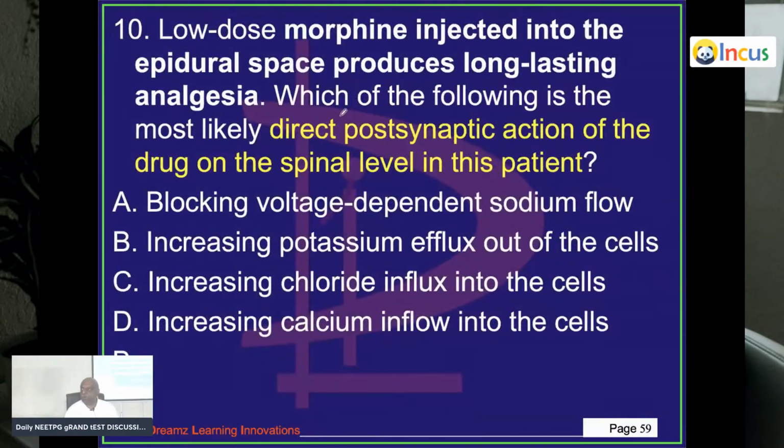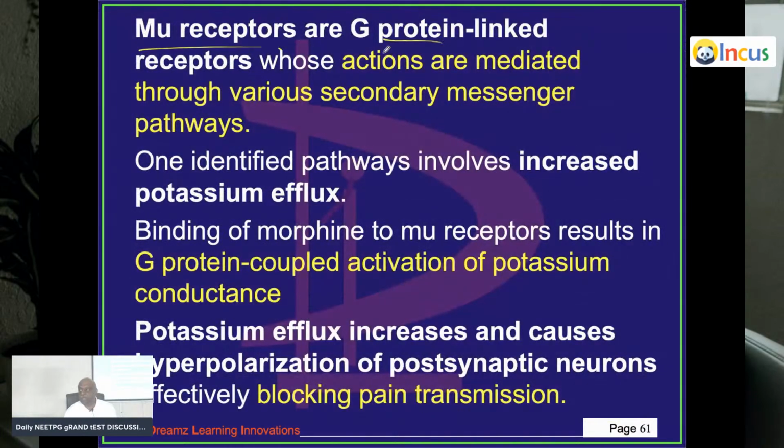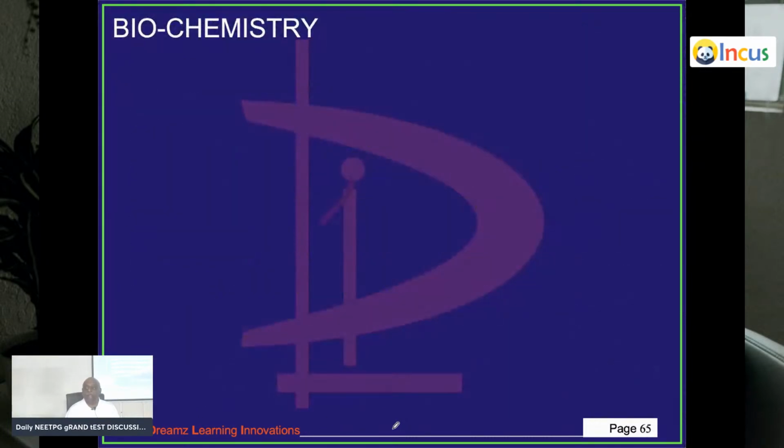Then low-dose morphine injected into the epidural space produces long-lasting analgesia. So how does it basically act? It increases potassium efflux out of the cell. That is the direct postsynaptic action of the drug on the spinal nerve. So there are mu receptors which are G protein linked receptors. Binding of morphine to these mu receptors leads to activation of the potassium conductance, and potassium efflux increases, and that leads to hyperpolarization of postsynaptic neurons that is responsible for blocking the transmission of the pain. That is how morphine basically acts.